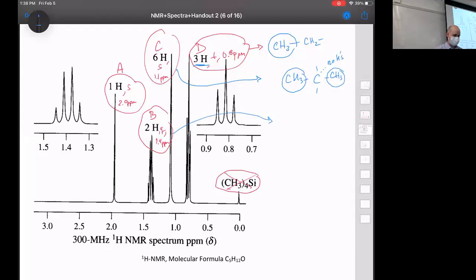B has 2 hydrogens, yes? So it's probably a CH2. That's definitely a CH2. And it's a quartet, so there's 3 neighboring hydrogens. Correct, she said it's a quartet, so there's 3 neighboring hydrogens. So 3 neighboring hydrogens could be a couple different things. So what could it be?